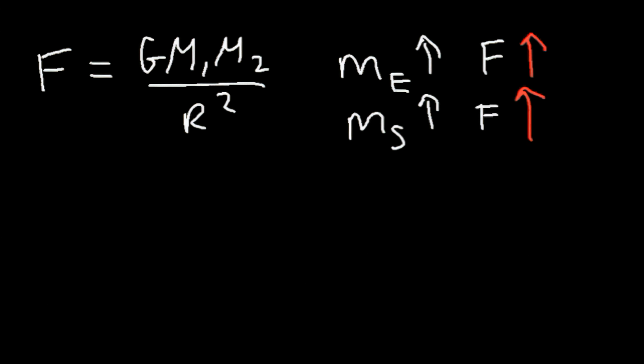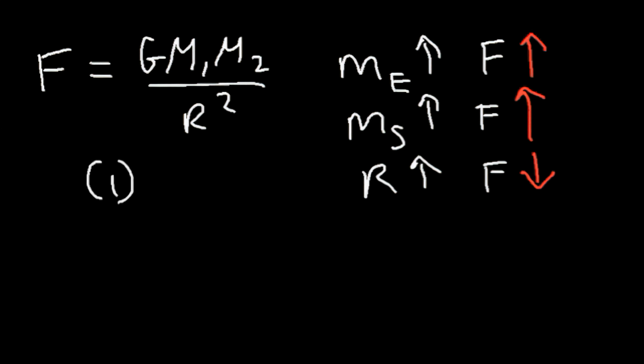Now what happens if you double the distance between the earth and the sun? Will the gravitational force increase or decrease? If you increase the distance, it will decrease. If you double the distance, it will decrease by a factor of 4, or it's going to be 1/4 of its original value. Now what if you triple the distance?